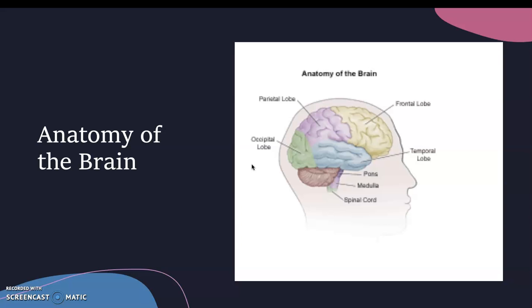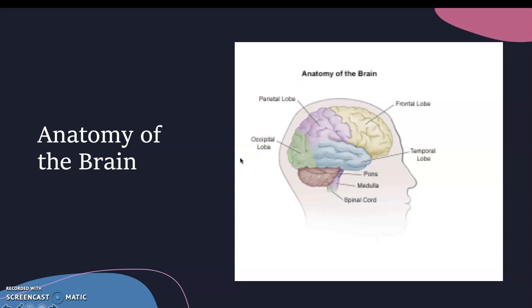We have the frontal lobe, which is the largest section of the brain located in the front of the head. We have the parietal lobe, which is the middle of the brain. The parietal lobe helps a person to basically identify objects and stuff like that. We have the occipital lobe, which is in the back of the brain and is mostly involved with vision.